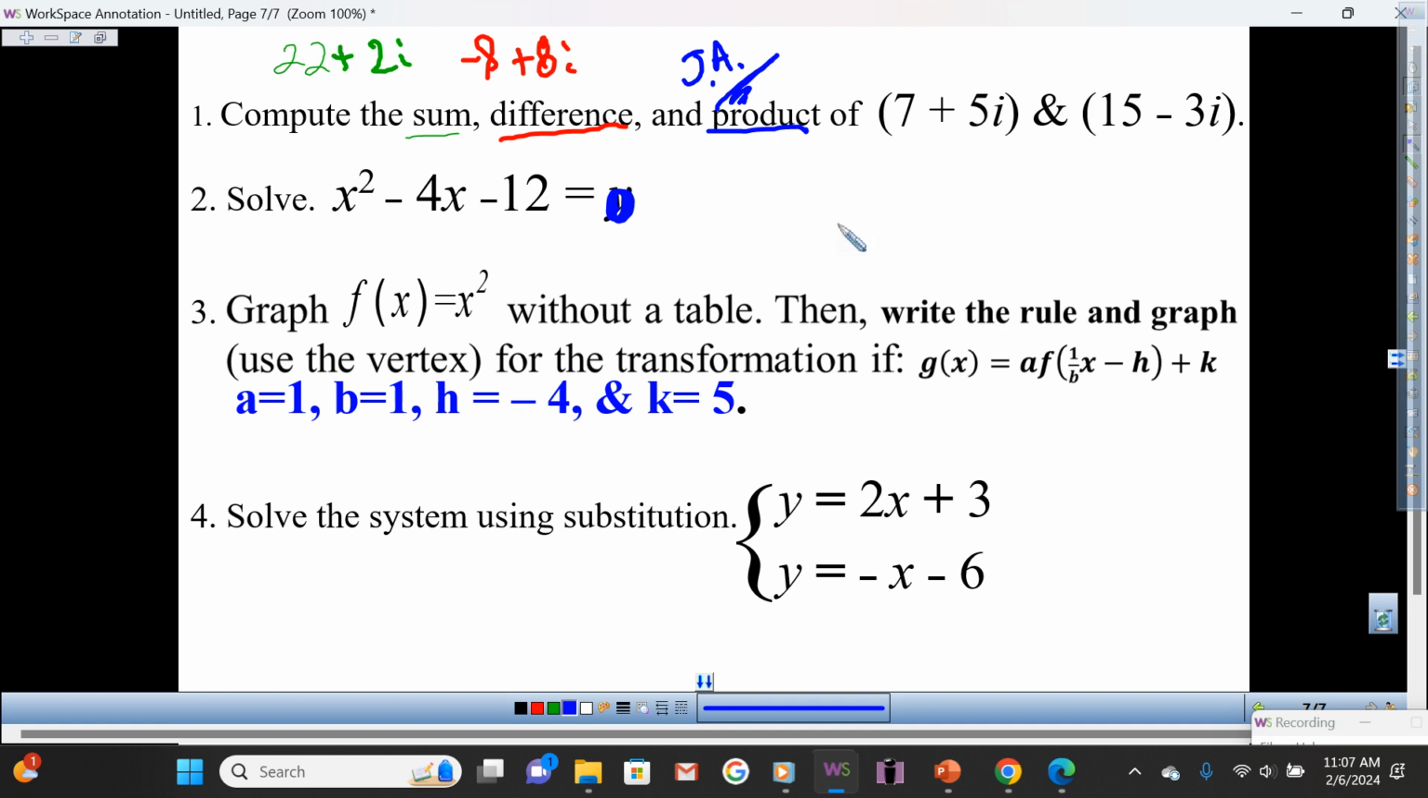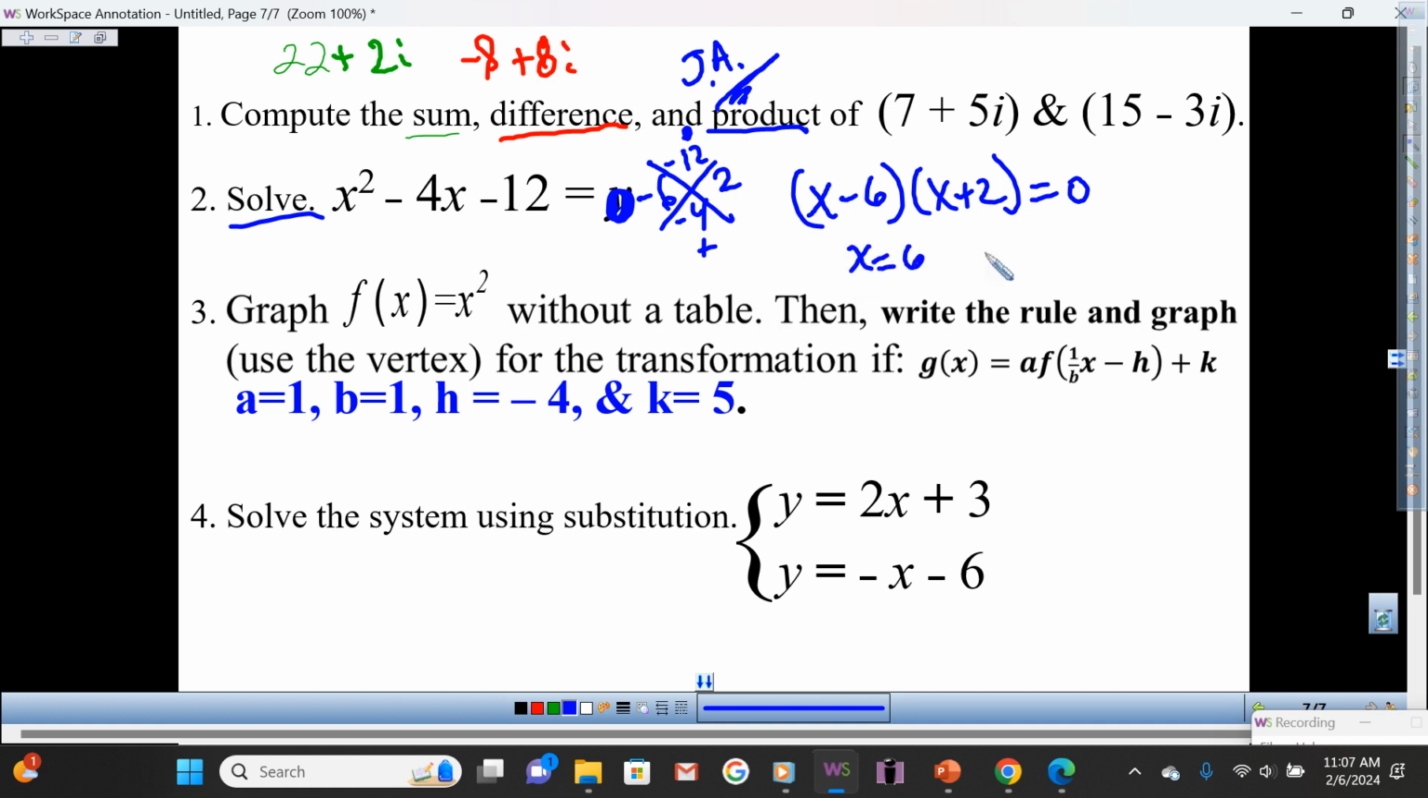Anthony D, what'd you get? x minus 6 and x plus 2, and all that equal to 0. So he factored -12, -4. Looks about right. -6 and 2. So what are my solutions, Anthony? x equals 6 and x equals -2. Hands if you got that. That is correct. He used factoring. It did work. If it didn't work, then you would go to completing the square or the quadratic formula.